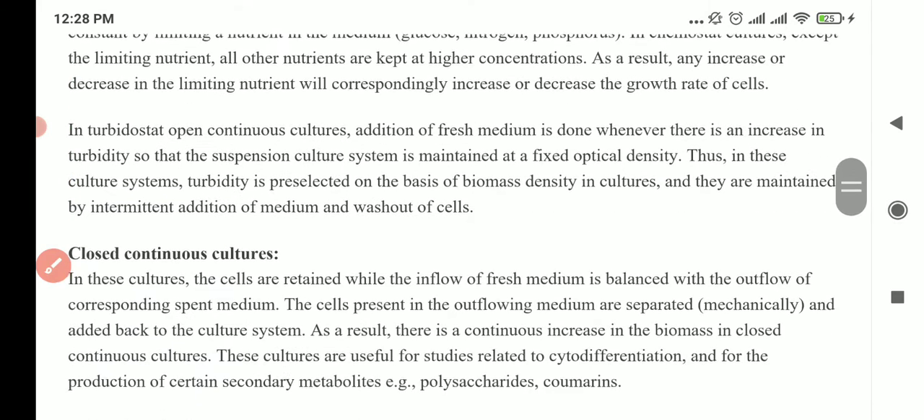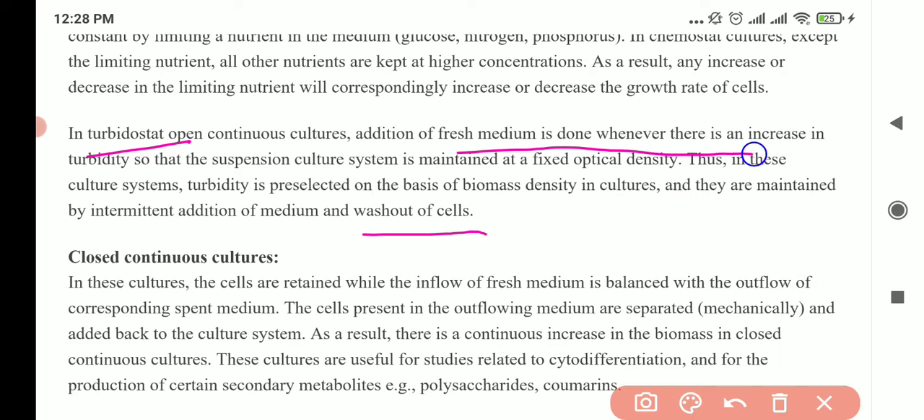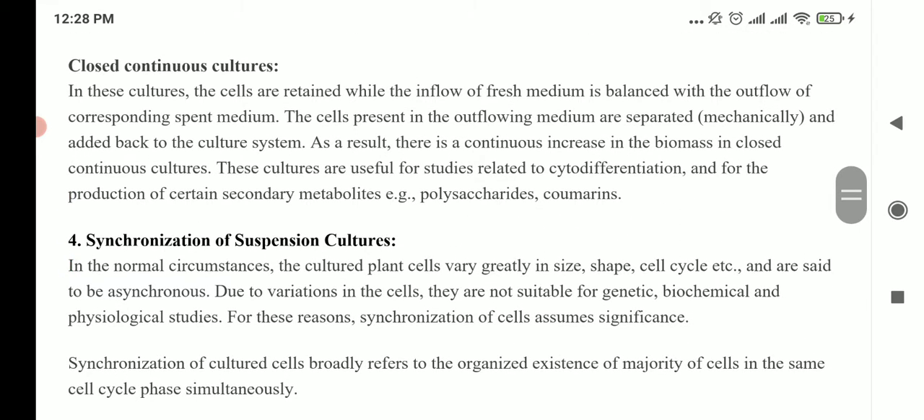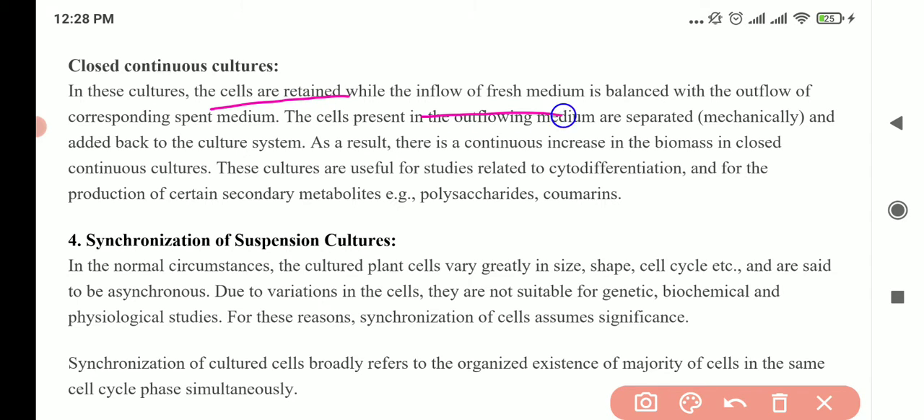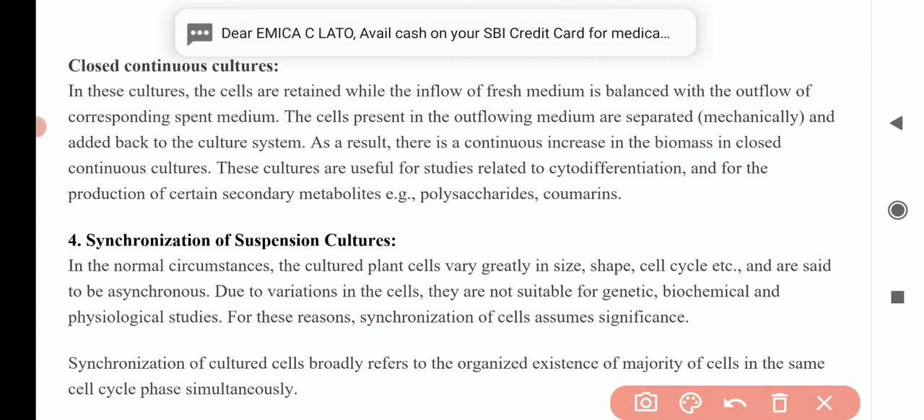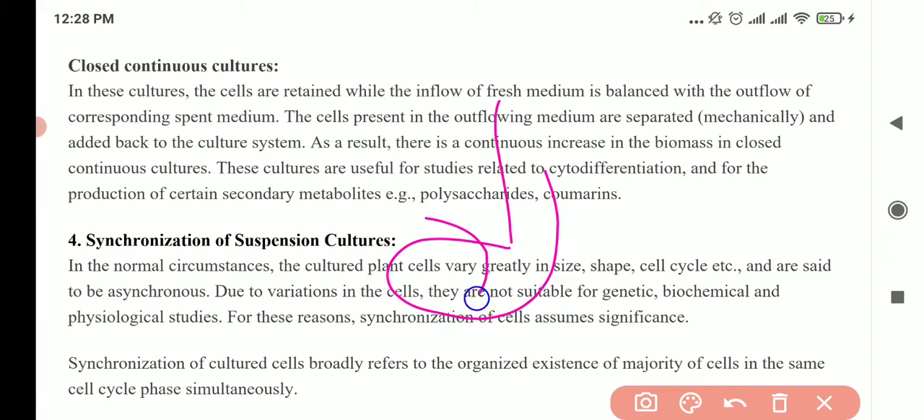Then turbidostat, addition of media is done when there is increase of turbidity. So you go through the next by yourself, it's easy to understand. So turbidostat to maintain turbidity. Let's look again, closed continuous culture. This is when the cells are retained while the inflow of fresh medium is balanced with the outflow of the corresponding spent medium, and they are separated mechanically and added back to the culture system. So the cells, you have to take out by your hands, you can scoop them up by a special tool and then you transfer them somewhere.